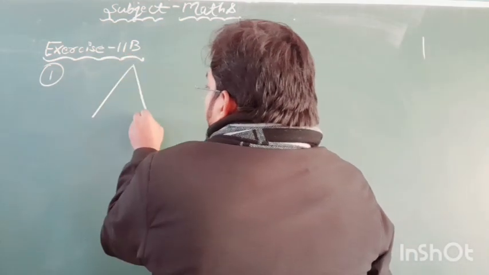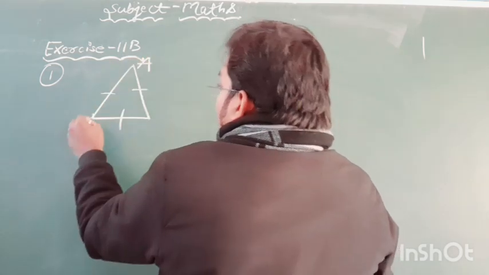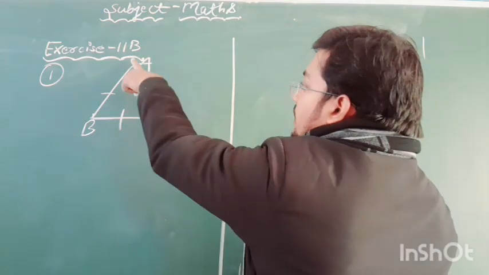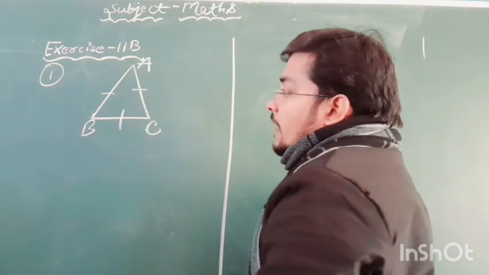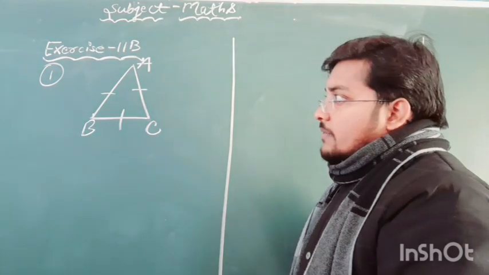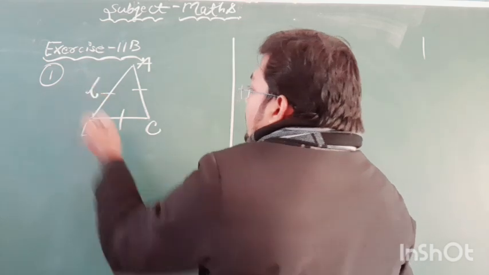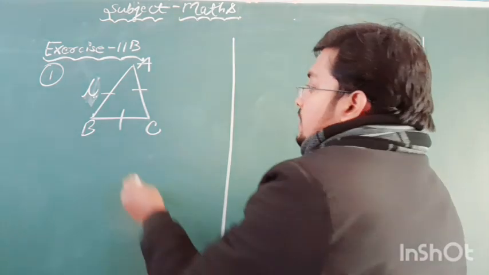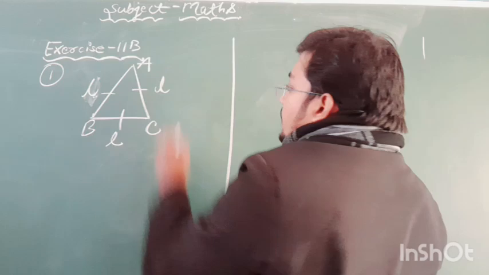Here, first we draw the figure of the equilateral triangle, and in which we know that all the sides of the equilateral triangle are equal. AB is equal to BC, BC is equal to CA, and in the problem the side of the equilateral triangle is given, which is L. So suppose AB is equal to L. Since all sides of an equilateral triangle are equal, BC is also L and AC is also L.